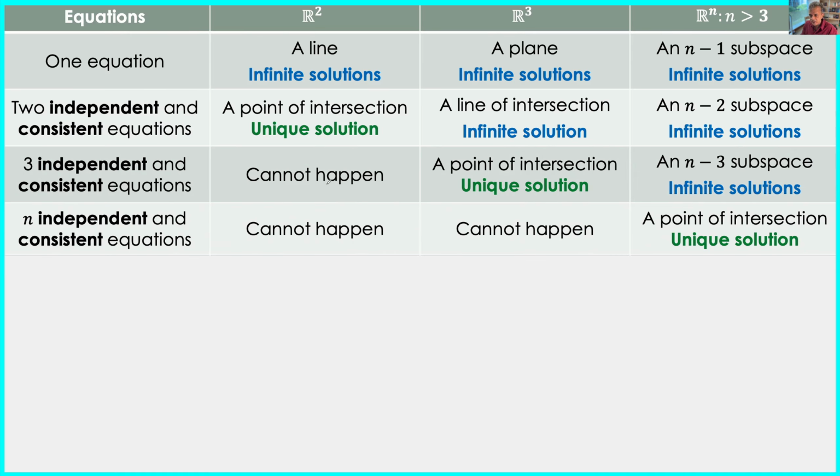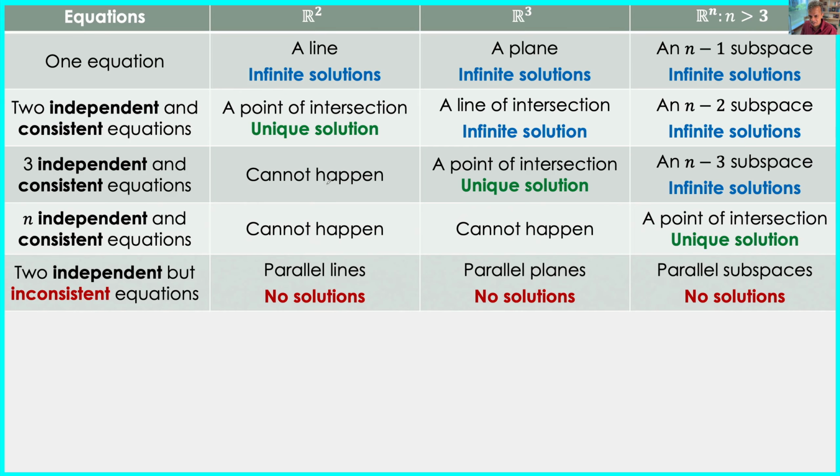So you can increase the number to n independent and consistent equations. It cannot happen in R2, neither can it happen in R3. But in Rn it can happen. When you have accounted for all degrees of freedom, then you have a unique solution. Now let's start looking at bad situations, non-ideal situations.